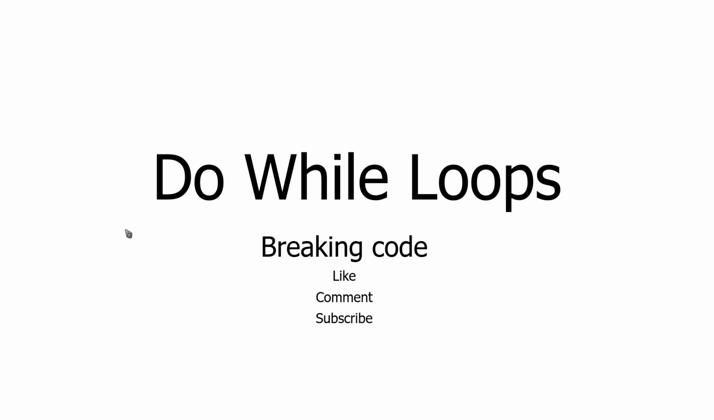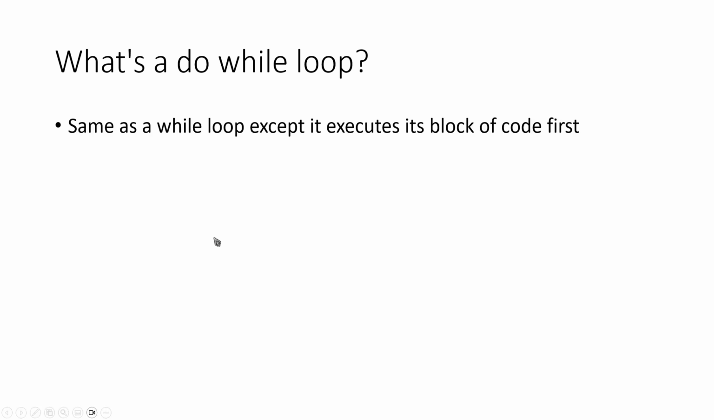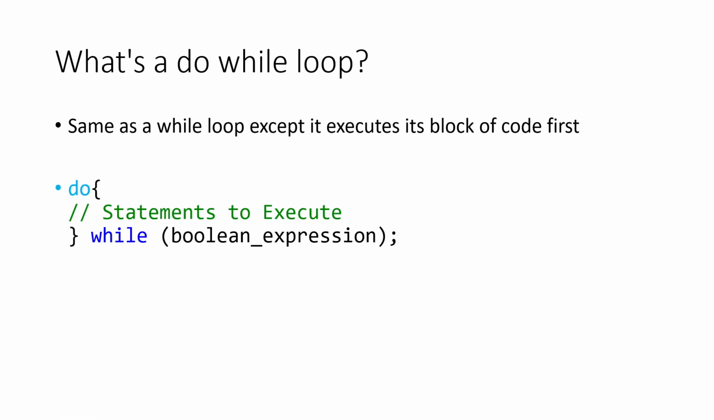Today we are going through the do while loop. So what is the do while loop? Well, in C sharp, the do while loop is pretty much the same as the while loop, except it executes its block of code once. So this is basically what the code block looks like for a do while loop.